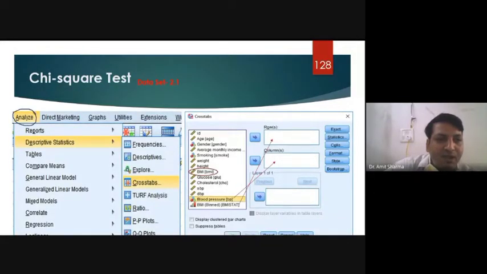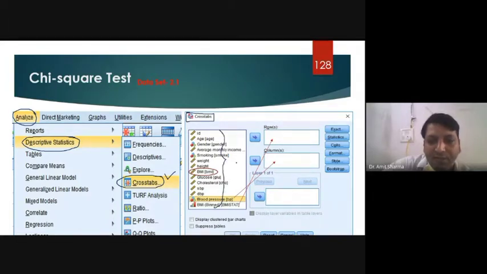So how to apply? This is the command. First click on Analyze, then go to Descriptive Statistics. Once you go to Descriptive Statistics, this window will appear, and here you are going to find a command Crosstabs for the Chi-Square test. So you have to click on Crosstabs. This is the window for Crosstabs, and these are all the variables which I have made for my study.